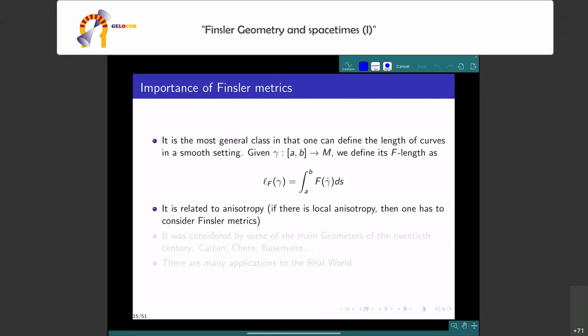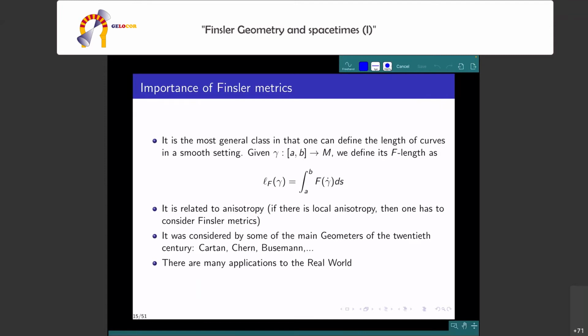Then, if there is anisotropy, you will have to consider Finsler metrics, because Riemannian metrics locally in the tangent space are very, very isotropic. You can find a frame where the indicatrix is the sphere. There are many local isometries. Also, there have been very important geometers that have worked in Finsler geometry: Henri Cartan, Chern, Busemann, and many others. And finally, I want to stress that there are many applications to the real world, and we will discuss several of them here.